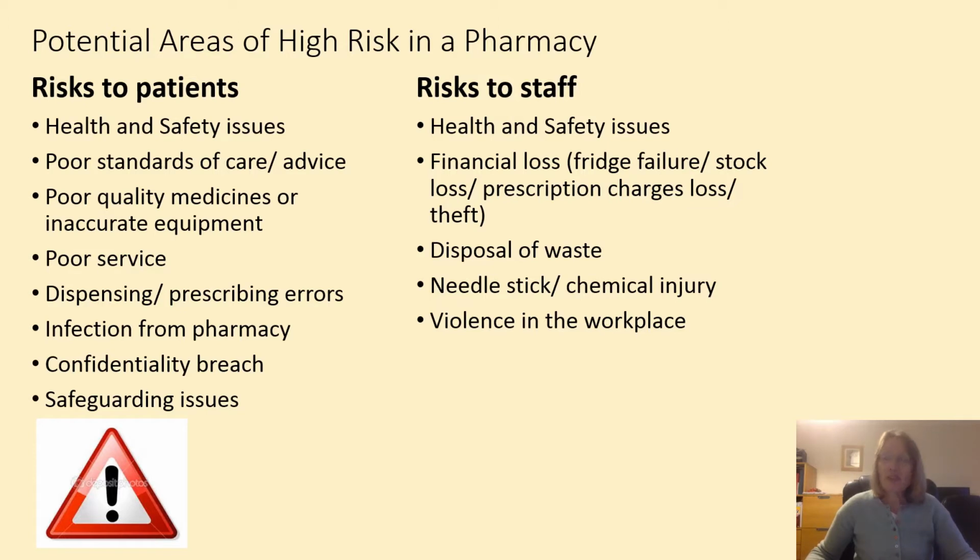So financial loss, this is a big risk. So when things go wrong, so maybe your fridge stops working overnight and you lose all the goods in it, there might be £3,000 worth of stock in it. You might lose all of your prescriptions because they get sent at the end of the month up to the pricing bureau and they got lost in transit. So all sorts of things can happen.